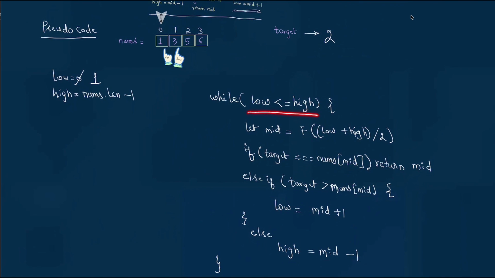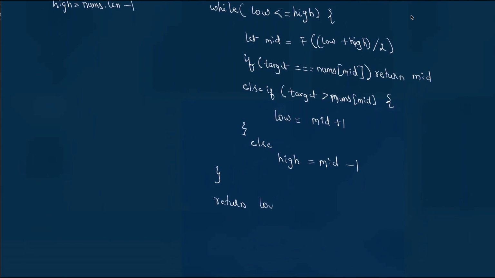We check, is low less than or equal to high? Is 1, the low index, less than or equal to 0? This condition doesn't satisfy, so it comes out of this while loop, right below here. And what do we return now? Wherever the low is pointing, because this target comes and sits right here and all these elements will move to the right. So the position of 2 will be at index 1. So we need to return low. If you notice, this is the only change from the previous code. Previously we used to return -1 here, but now we return low.